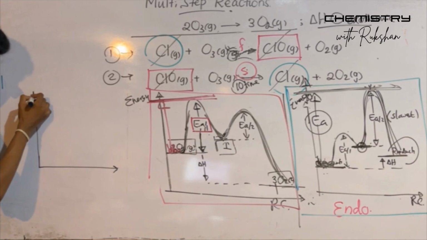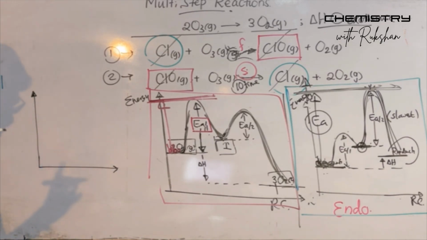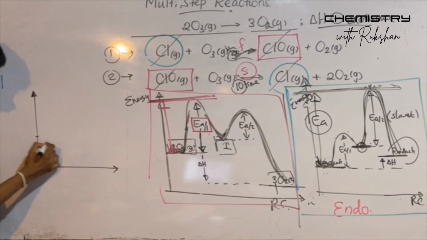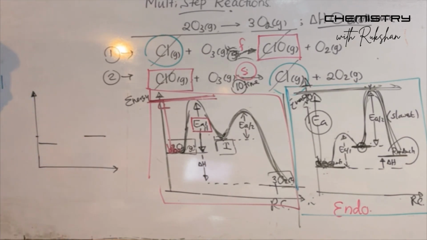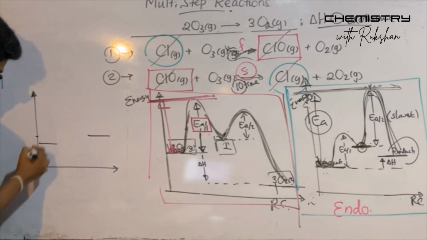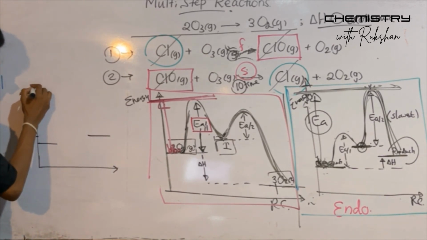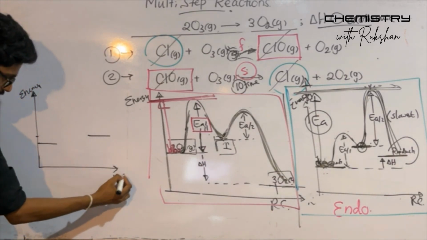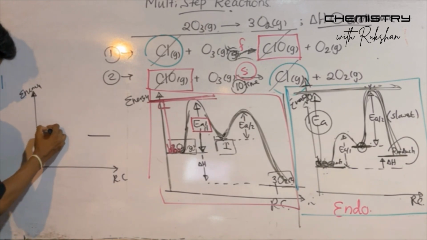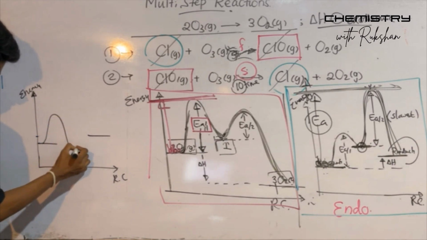If someone draws like this, this is a very important point. Right? If someone draws like this, with energy against reaction coordinate, or draws it like this, the second step like this.